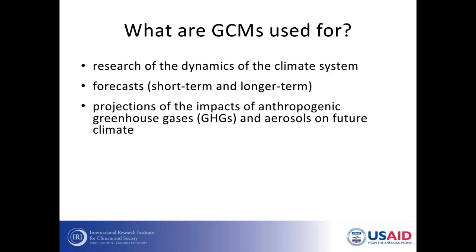We can distinguish three broad types of GCM usage. The first is research of the dynamics of the climate system carried out at university and other research institutes. The second is forecasts, from weather forecasts to seasonal forecasts and even longer term forecasts. And then the third is projections of the impacts of anthropogenic greenhouse gases, called GHGs, and aerosols on future climate over a century or more.